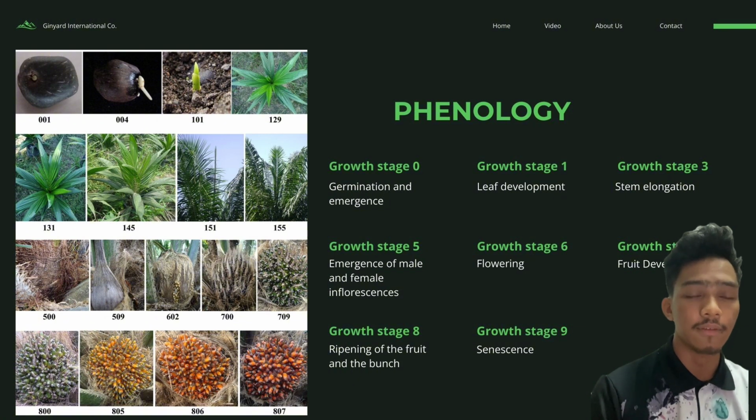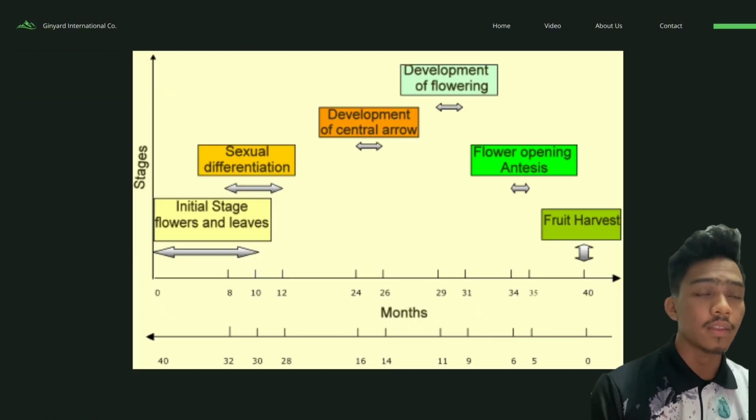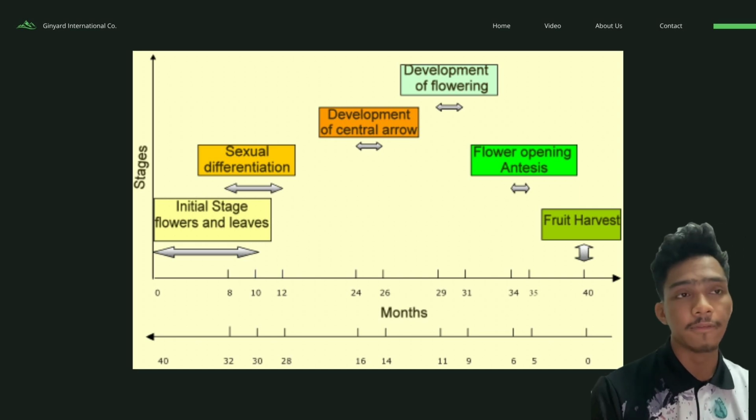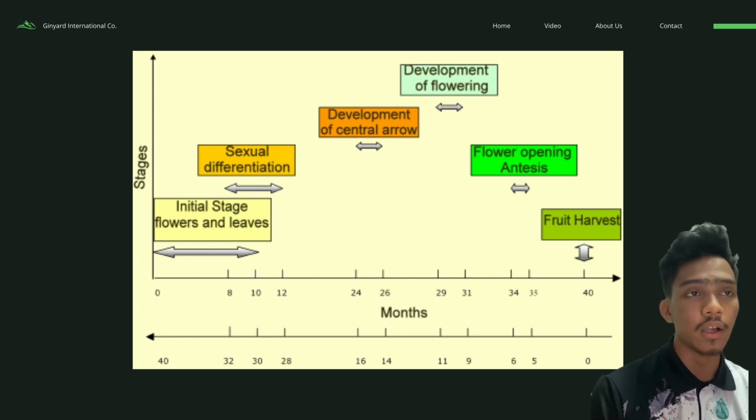That is all of the phenology. And then we can see at the next slide the phenology phases of oil palm.